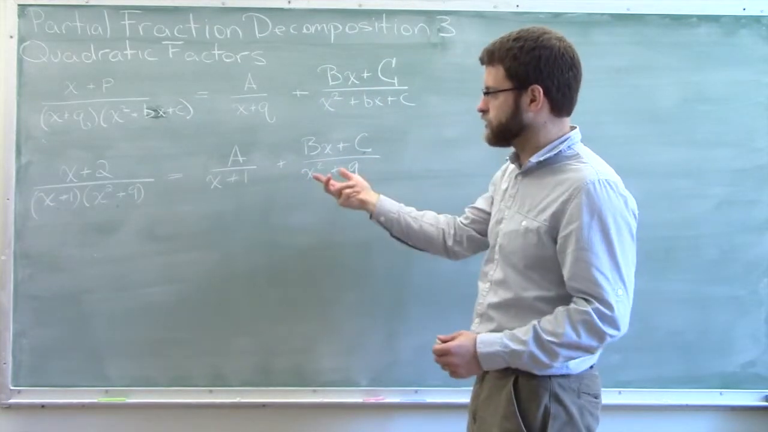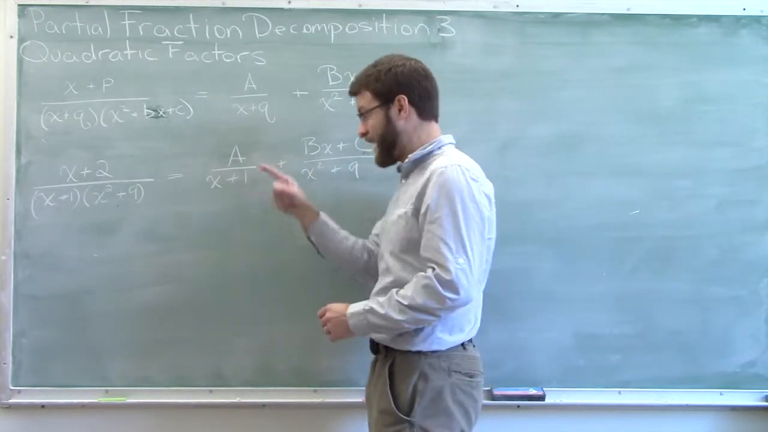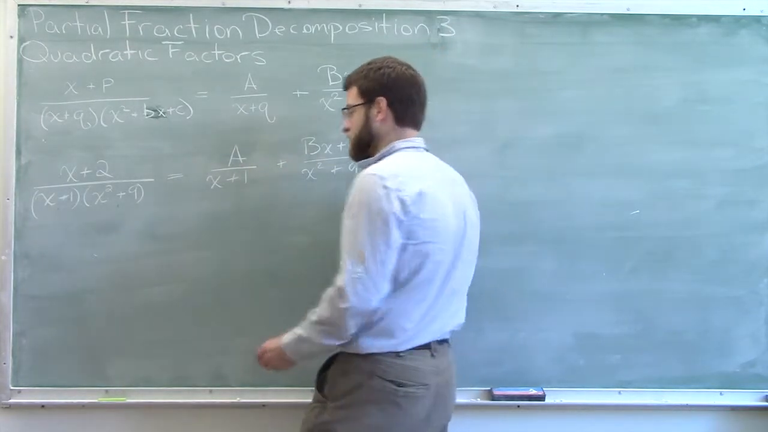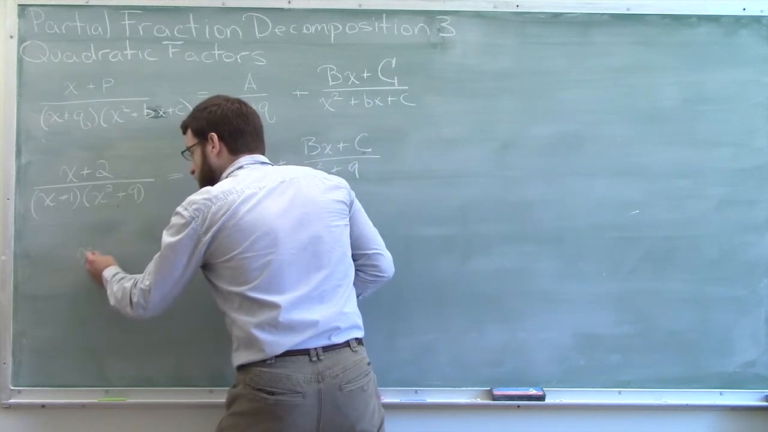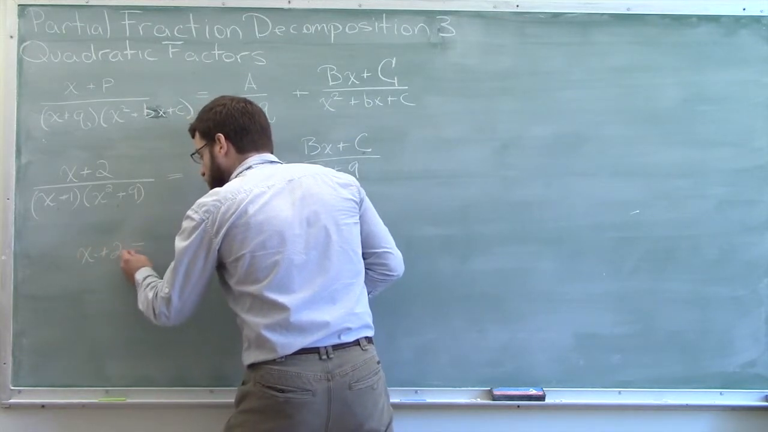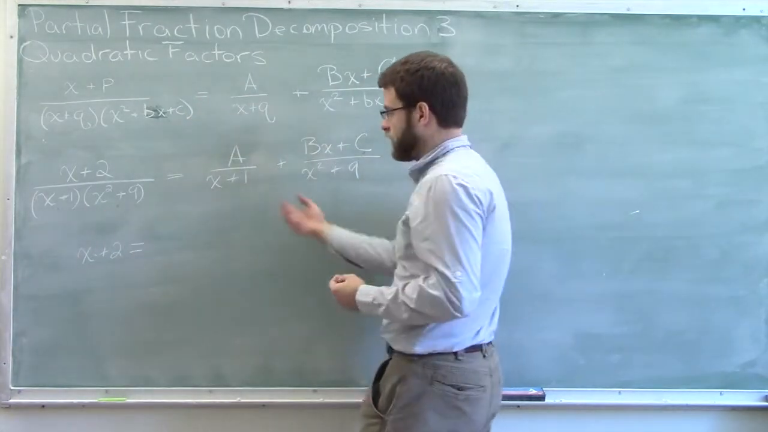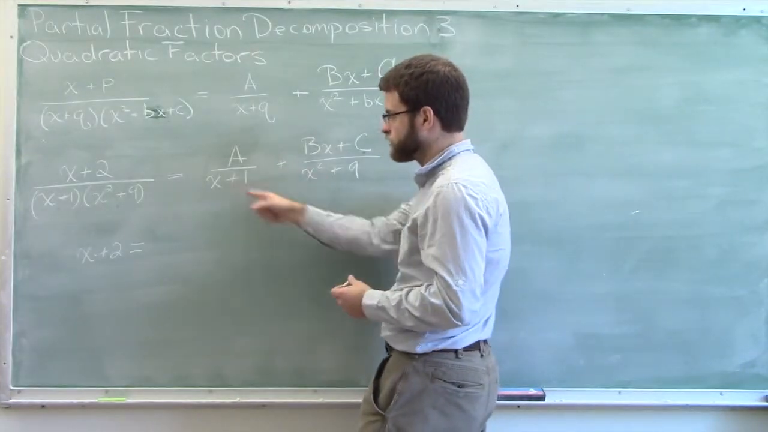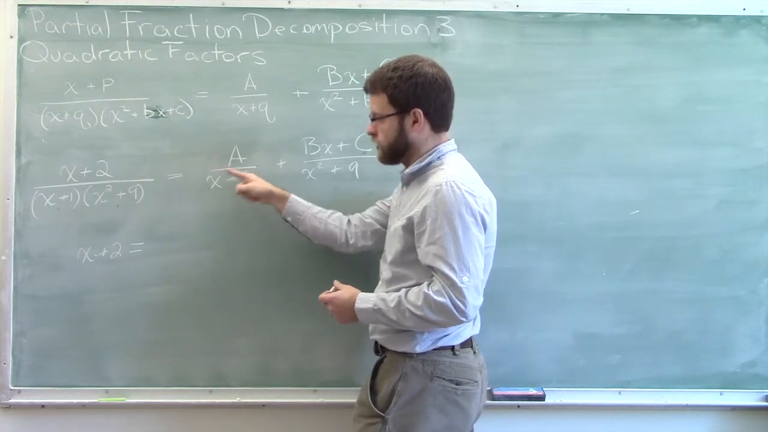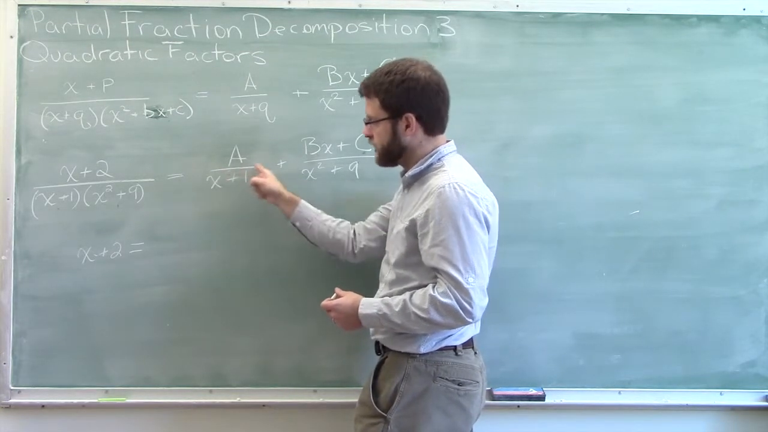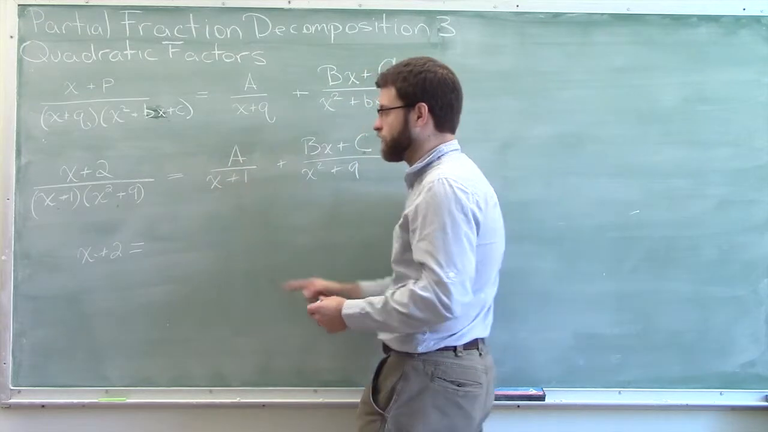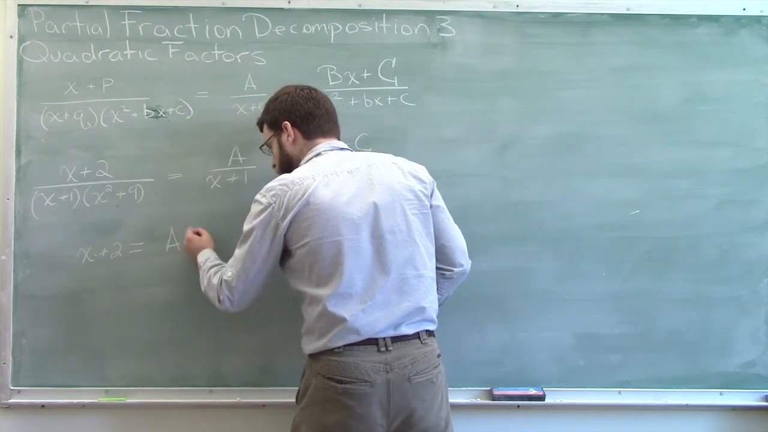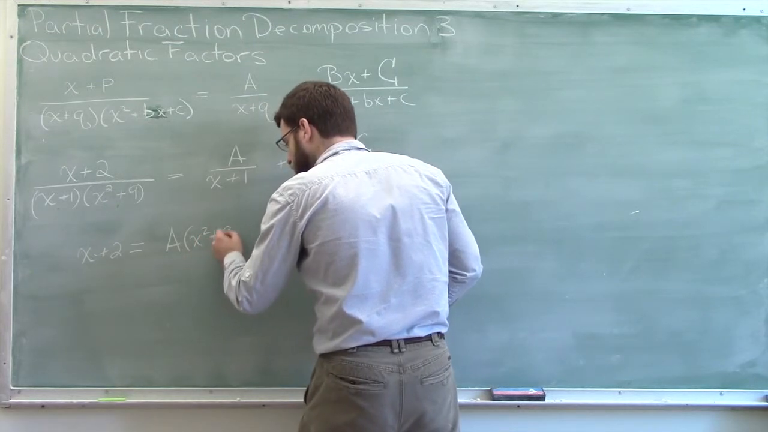Right, so we convert this into a polynomial statement by multiplying by x plus 1 times x squared plus 9. Multiplying both sides by that, our left-hand side, the denominator cancels perfectly. And on the right-hand side, parts of the denominator cancel and other parts will be left over. So when I multiply this first term by x plus 1 times x squared plus 9, the x plus 1's cancel and we're left with x squared plus 9. So we get a multiplied by x squared plus 9.